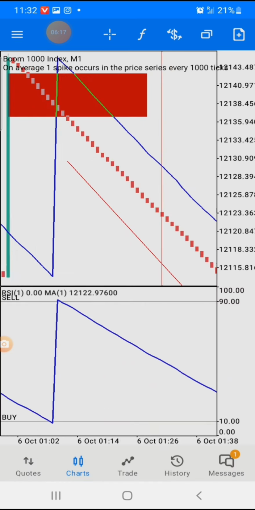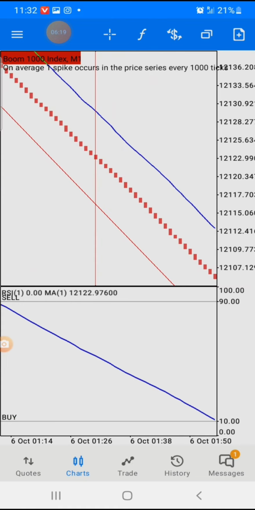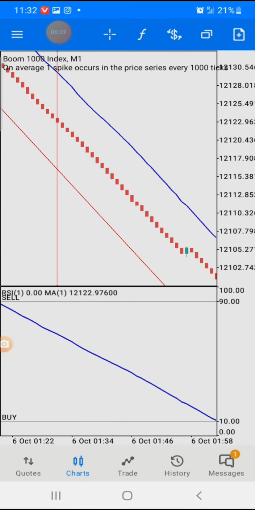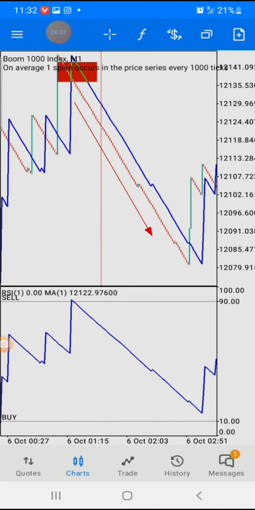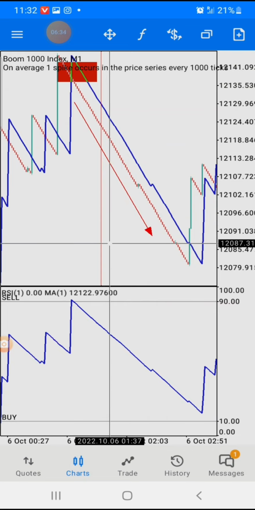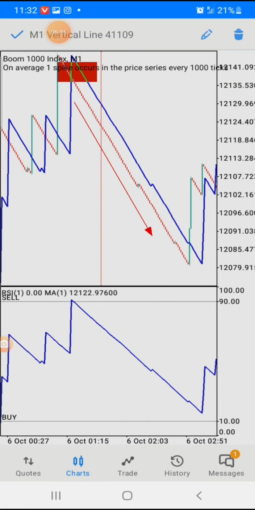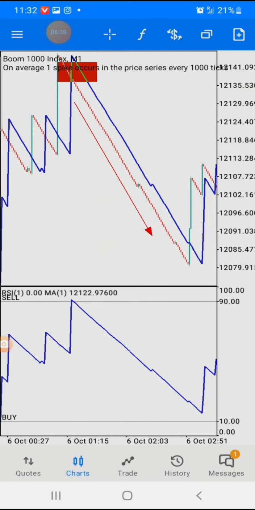That's 20 candles, but as you can see, the market kept on going down. So you can take 20 to 30 candles, then you leave the market. But I would advise that you only take 20, then you exit. 20 candles, then you're done. So that's basically how this works.